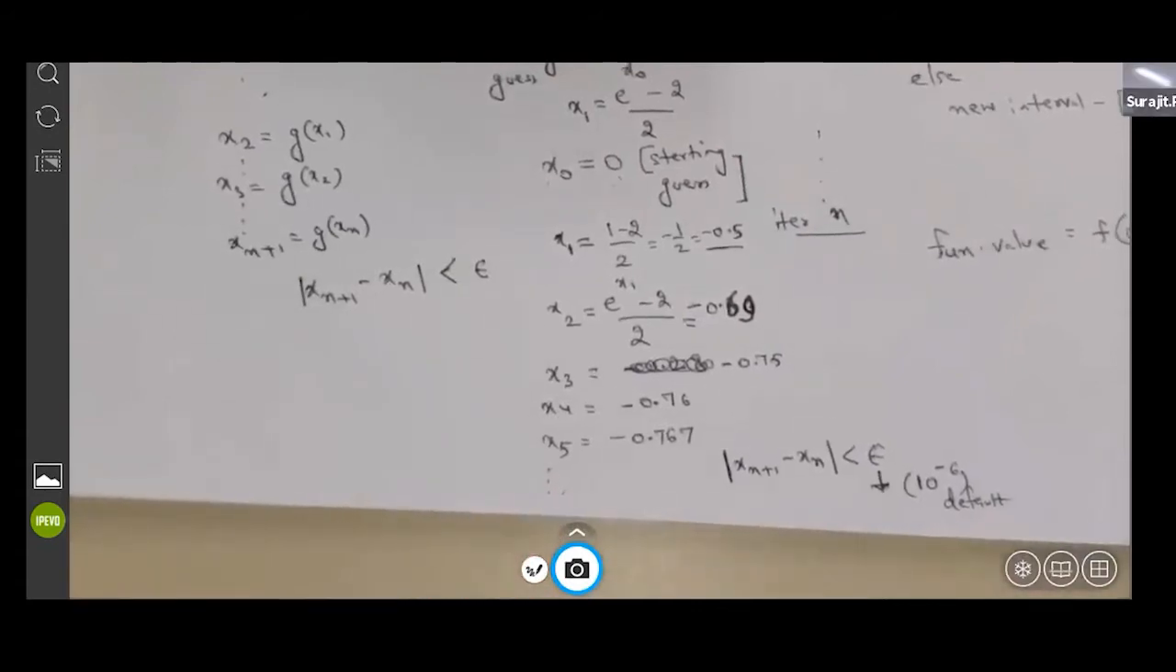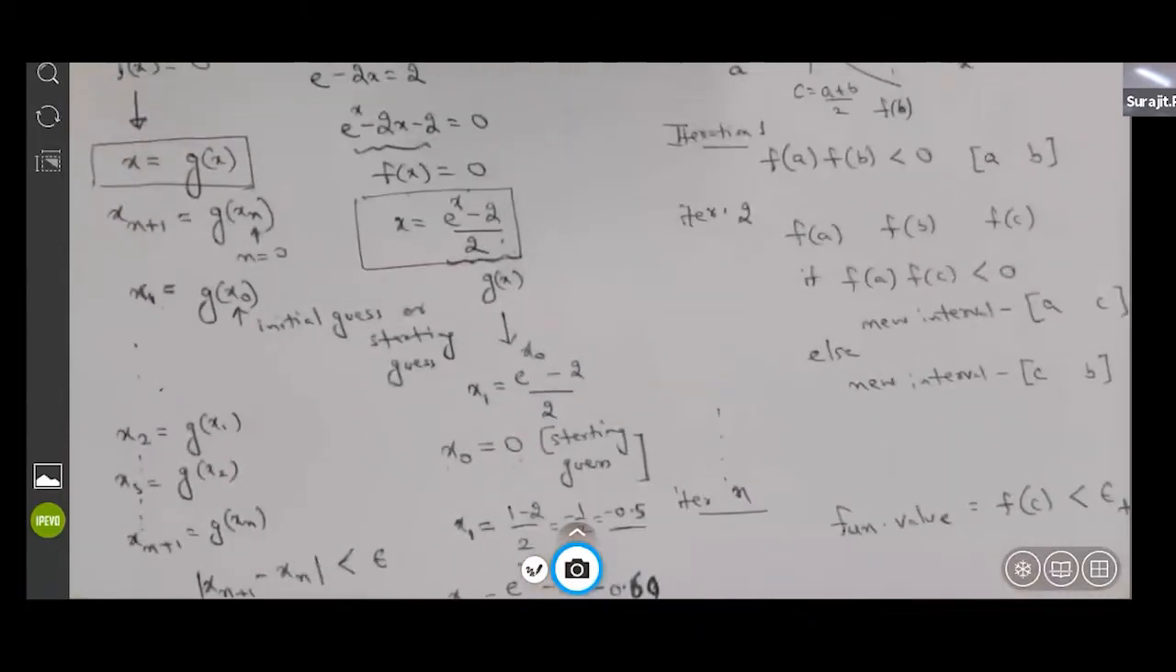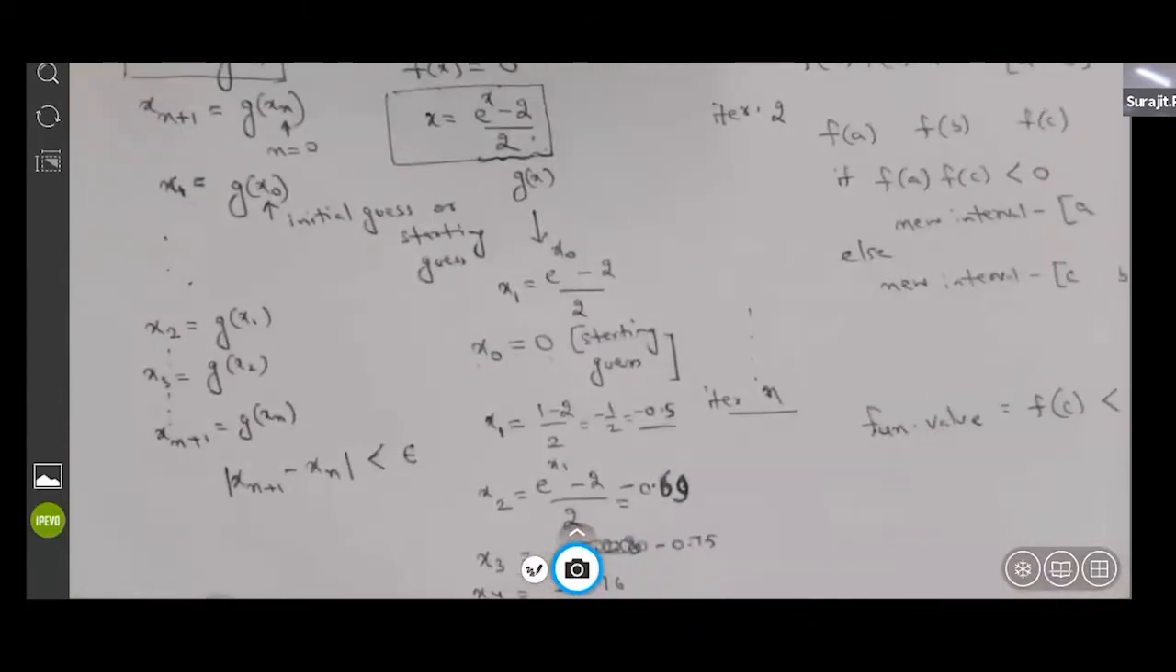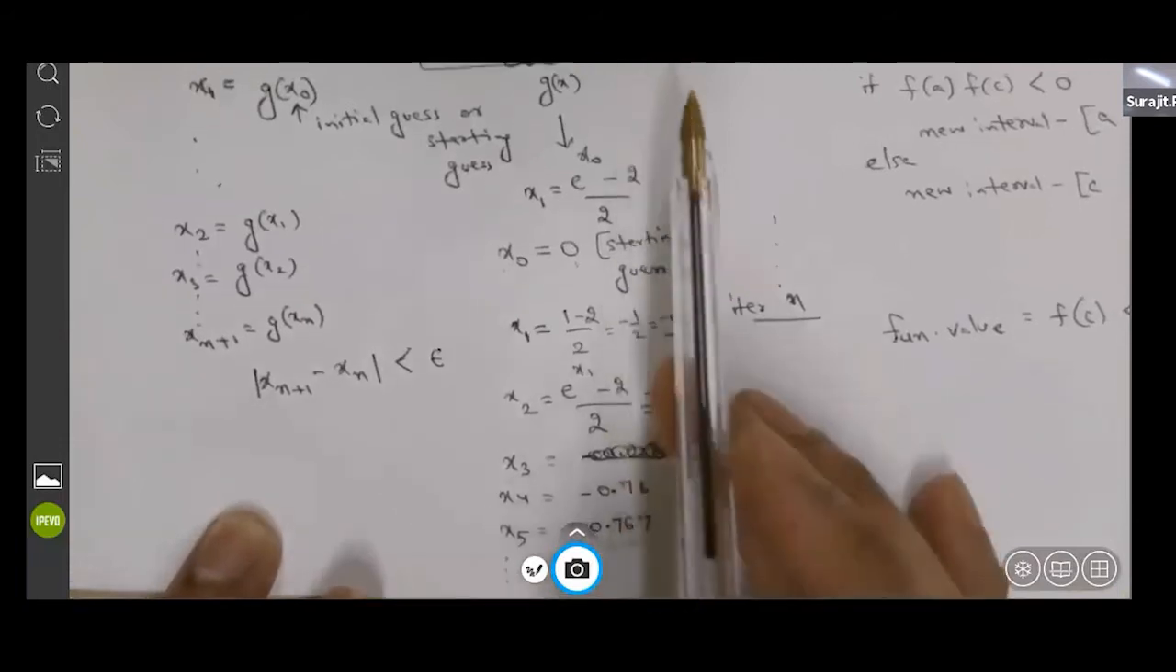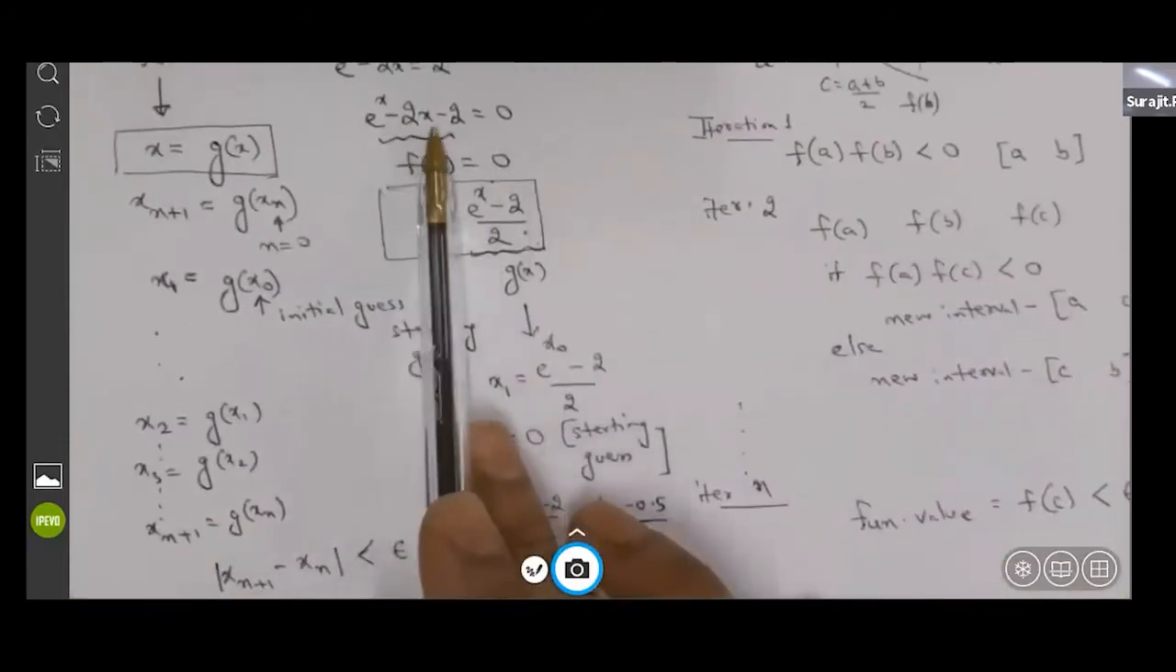Now, can I ask you guys to do me a favor: if you substitute negative 0.767 into this, what do you get?